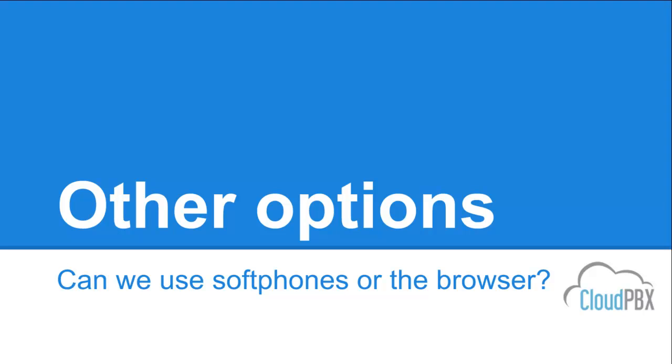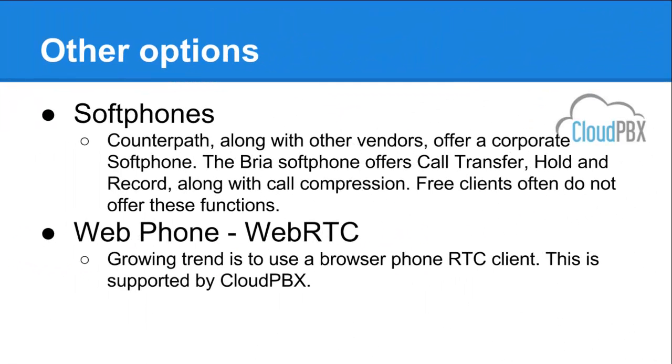What are the other options that we can actually use or enjoy? You can use Softphones. This means software installed on the PC rather than having a desk phone. We offer this and recommend you use the Briar software from Counterpath, and you would purchase the corporate edition of this software, and that will support things like call transfer, hold, call recording, along with excellent call compression. Generally, the free clients that are offered on the internet are possibly for home use and may not have functions like call transfer and hold, etc.